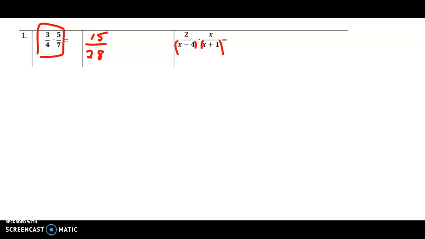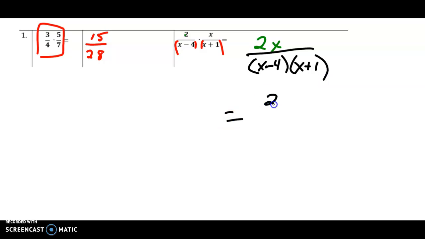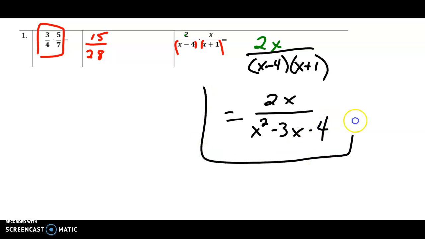So numerator times numerator. We're going to do 2 times the x. That's going to give me 2x. Denominator times denominator, which would give me x minus 4 times x plus 1. So then the numerator's done. Denominator, FOIL, you're going to get x squared minus 3x minus 4. Nothing simplifies, so that would be the end result answer for that particular problem.